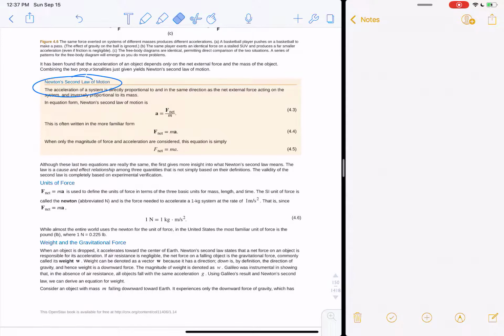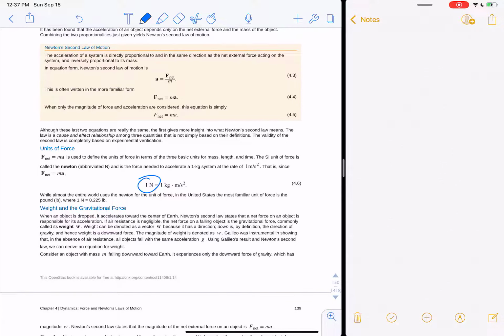Newton's second law says F equals ma. The net force on something equals mass times acceleration. The unit of force is a newton.